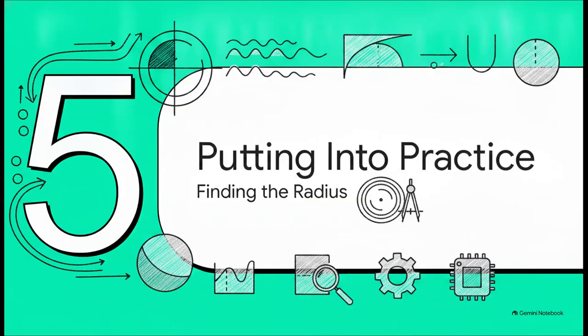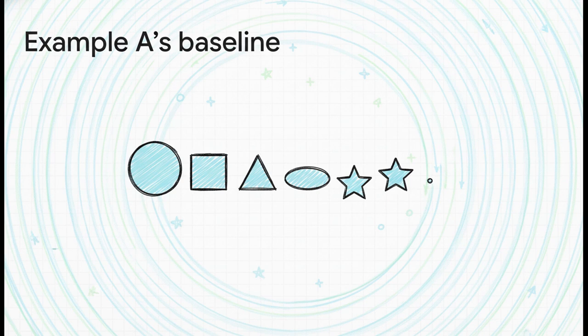And finally, part 5, putting it into practice. Let's find the radius of convergence for some actual functions. We're going to test our new knowledge on 4 specific real-world functions to see how we find the radius of convergence for each one. Example A is going to be our baseline, (1 + x) to the power of 5.